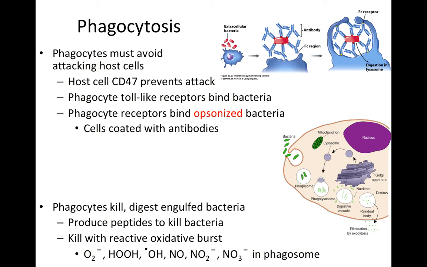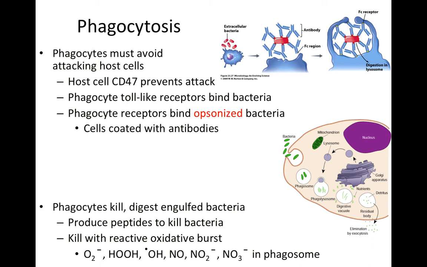So CD47 prevents phagocytosis. That is why typically macrophages and other phagocytic cells in the body do not phagocytose other cells in our body. They will specifically phagocytose microorganisms that lack CD47.